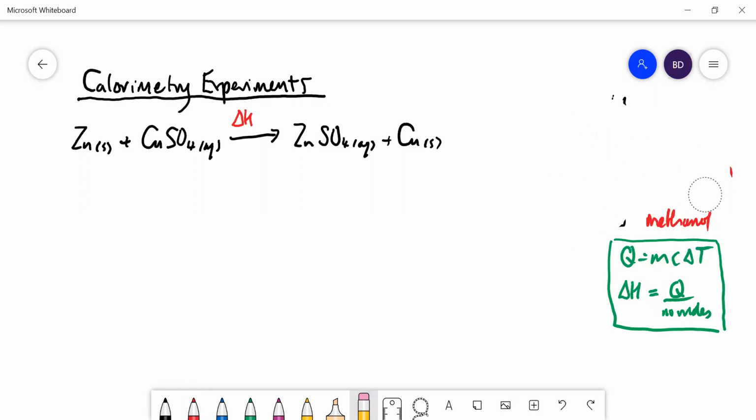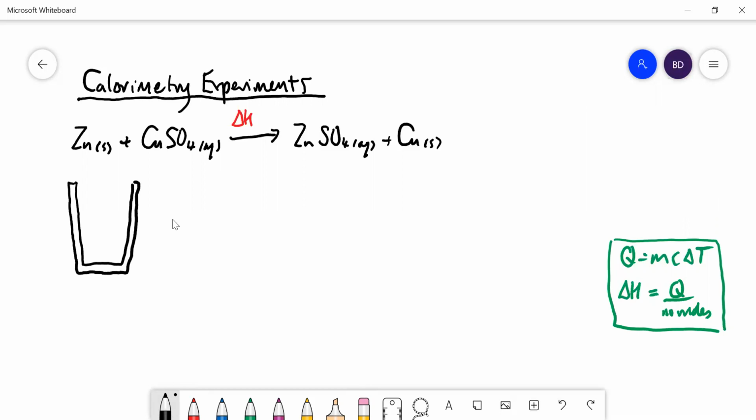What we use is, and there's a required practical, required practical 2, very similar to this, a polystyrene beaker, which is a good insulator. So you don't use a glass. Now we're going to put in there 100 centimeters cubed of copper sulfate solution. And the concentration of that copper sulfate solution is 0.5 moles per decimeter cubed.